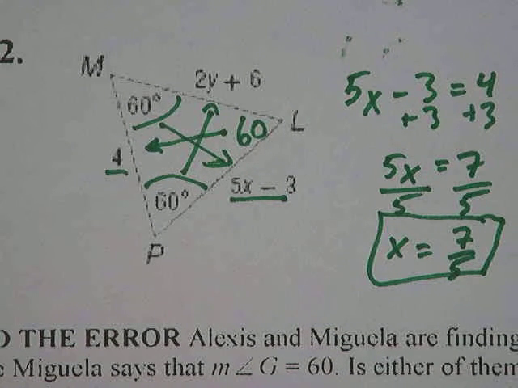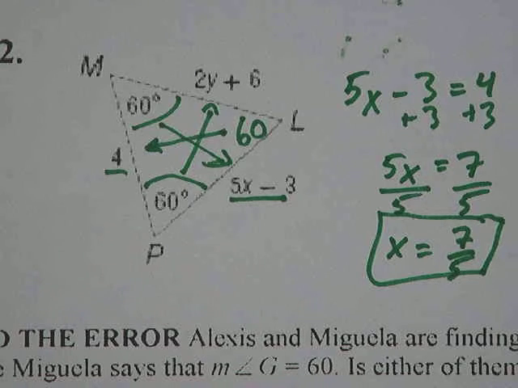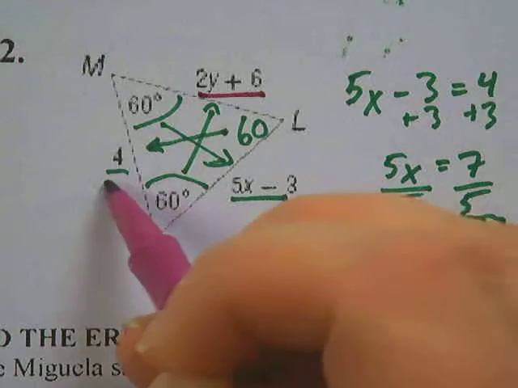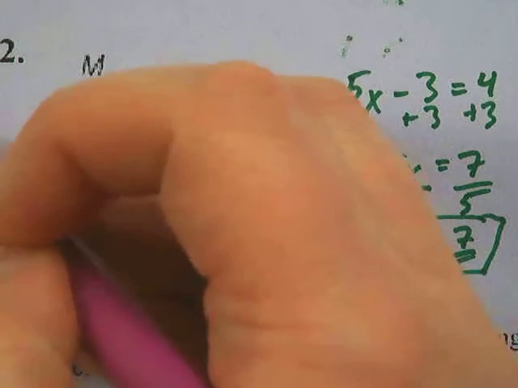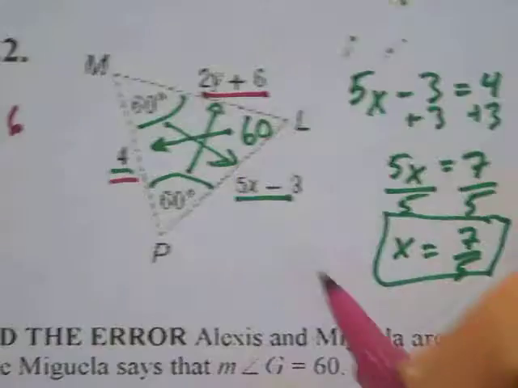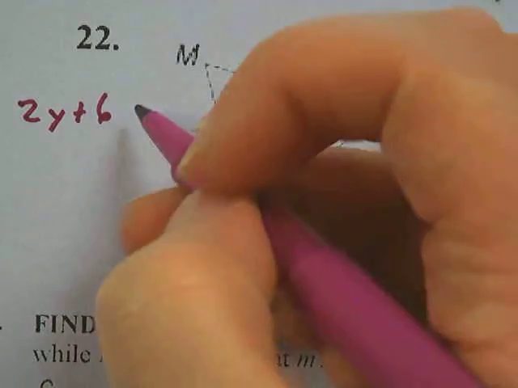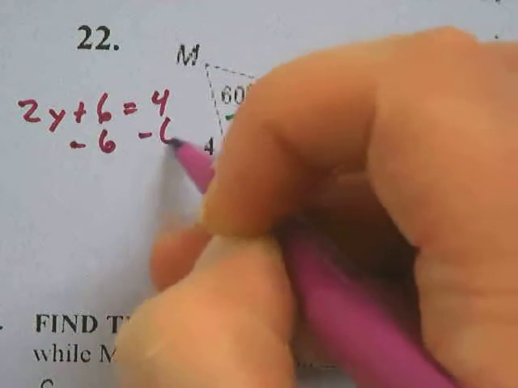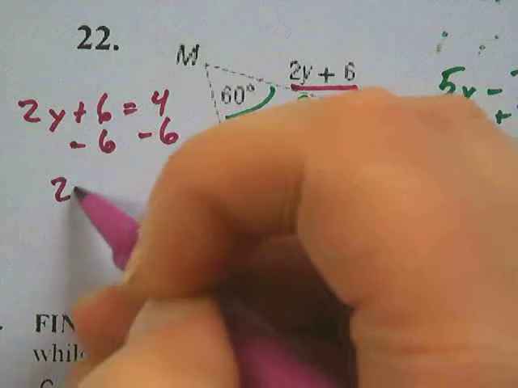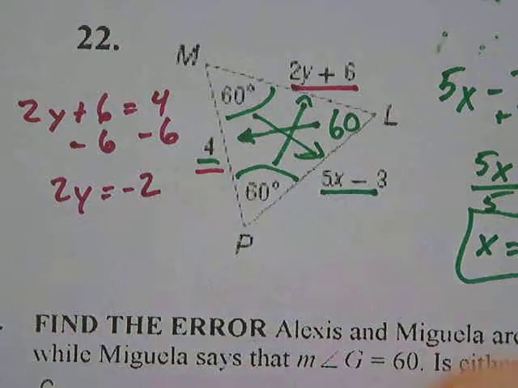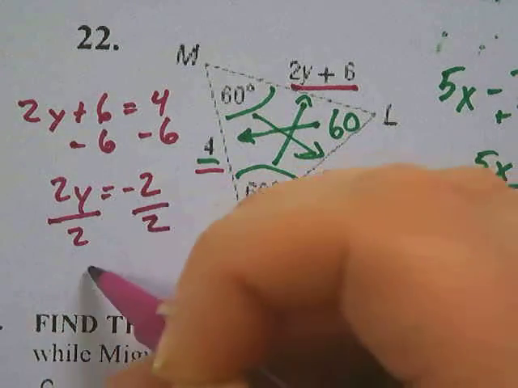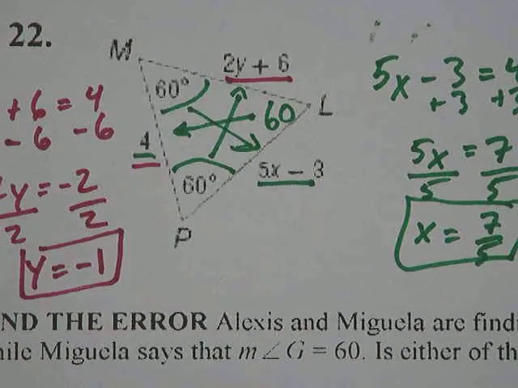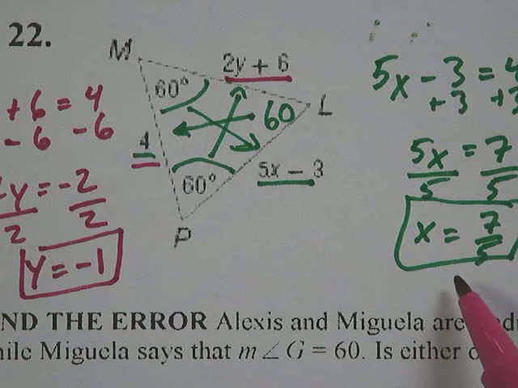And then we're going to have to do a different equation in order to solve for y. So we're going to take 2y plus 6 and also set it equal to 4. So 2y plus 6 equals 4. Subtracting 6 from both sides, we get 2y equals negative 2. Dividing by 2 on both sides, we get that y equals negative 1. All right, so we should end up with y equals negative 1 and x equals 7/5.